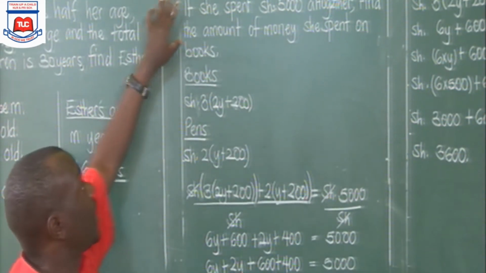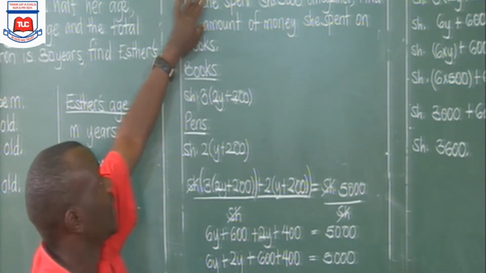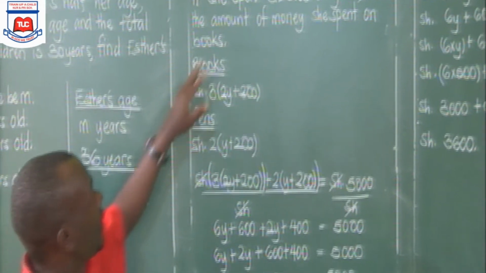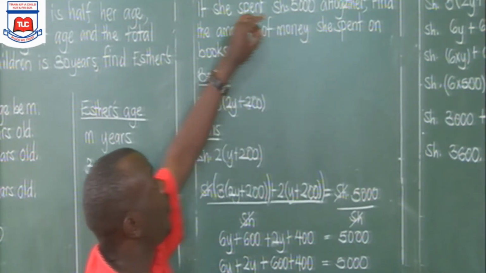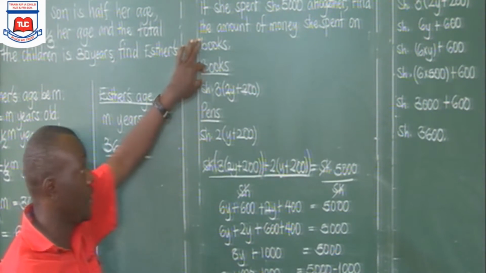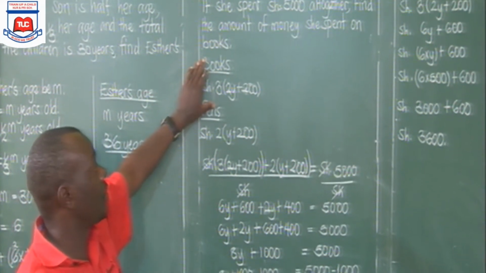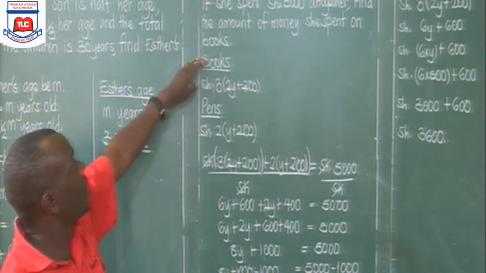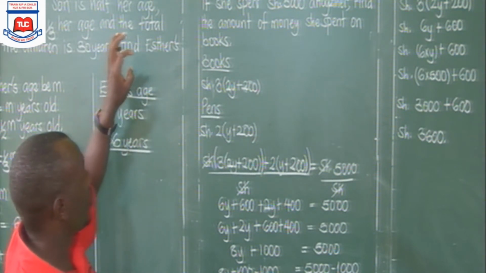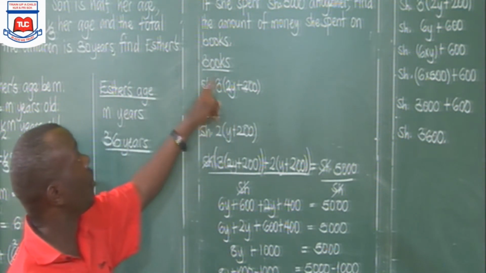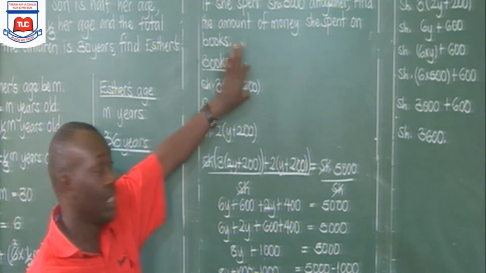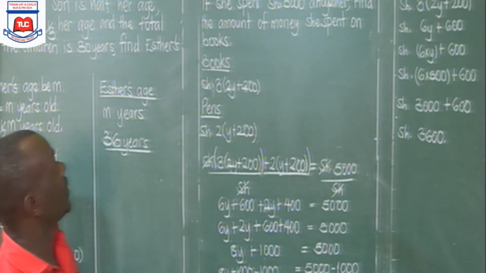In dealing with this number, care about the word each and the number of books or pens that were actually bought by Betty. Betty bought 3 books at 2y plus 200 shillings each, meaning the cost of books will be got by multiplying the cost of each by 3. So we say that is 3 into 2y plus 200 shillings. That's the total cost of all the books. Remember, each book cost Betty 2y plus 200 shillings, so the 3 cost her 3 into 2y plus 200 shillings.